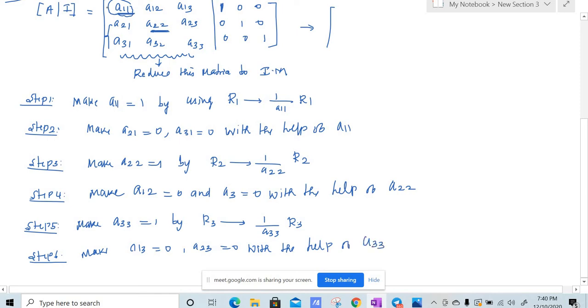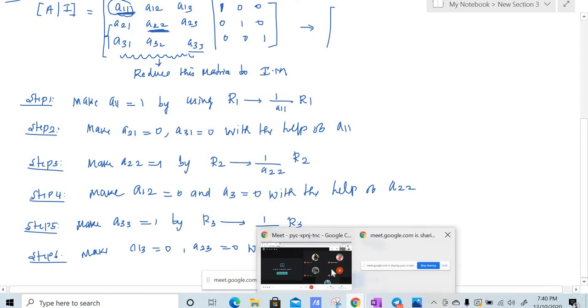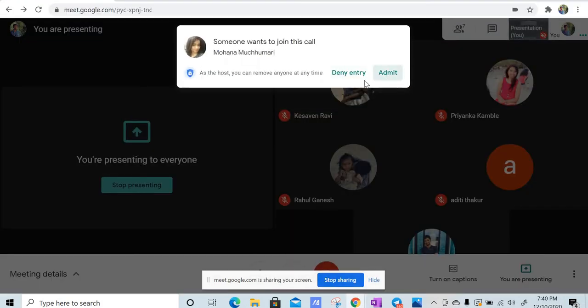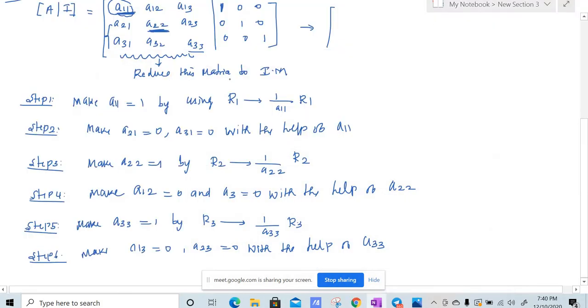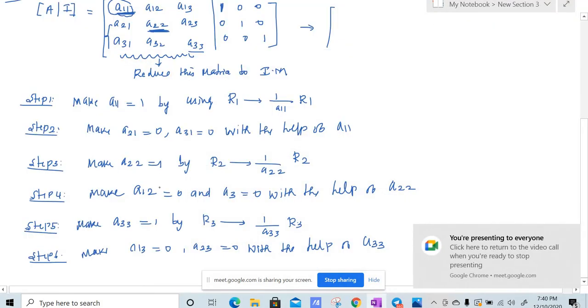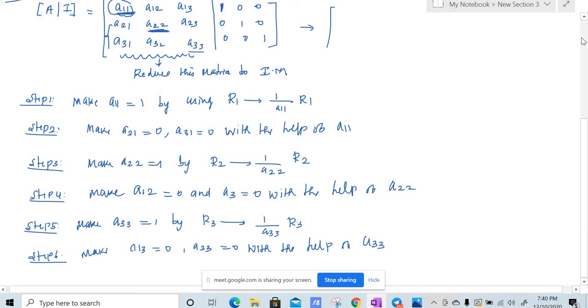a33, right? So I'll repeat. First we need to make this element 1 and then these two elements 0 with the help of a11, and make a22 is equal to 1 and then make a12 and a32 is equal to 0 with the help of a22, and make a33 is equal to 1 and make a13 a23 0 with the help of a33. So these are the 6 steps. What we need to do is to reduce this matrix to identity matrix, right?